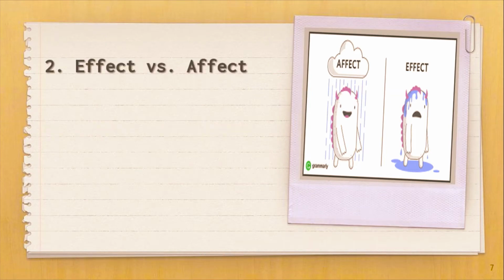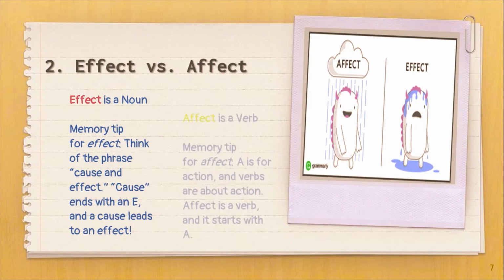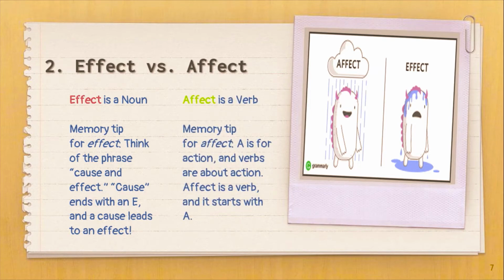The second grammatical mistake is effect versus affect. Okay, effect is a noun. Always remember that effect is a noun. And I have here a memory tip for effect. Think of the phrase cause and effect. Cause ends with an E, and a cause leads to an effect. Affect is a verb. Memory tip for affect: A is for action, and verbs are about action. So affect is a verb, and it starts with A.